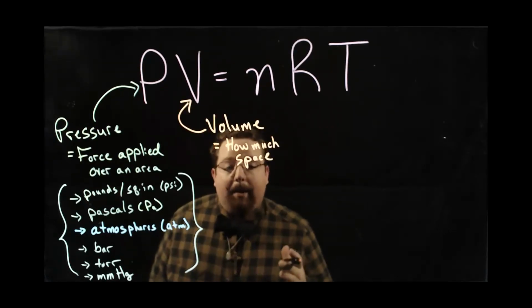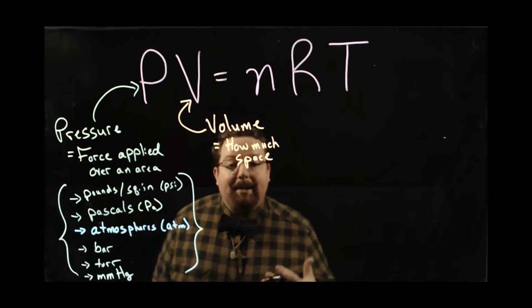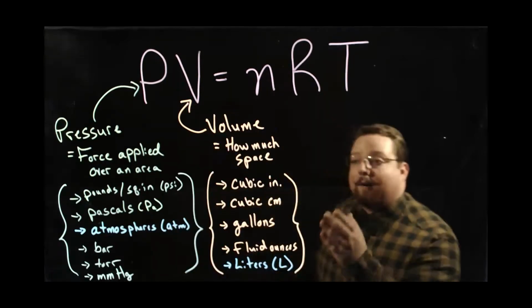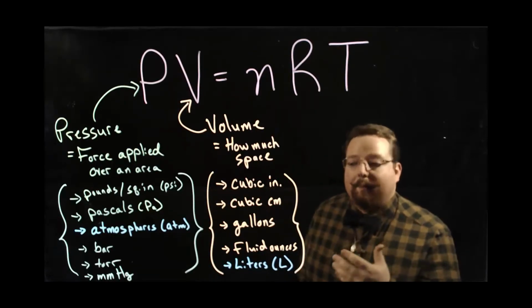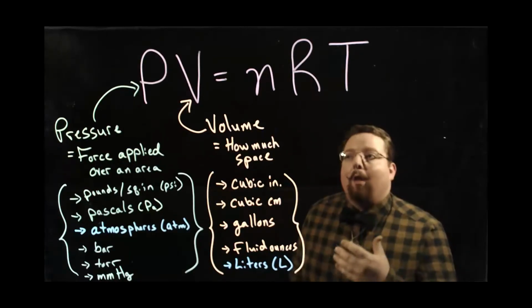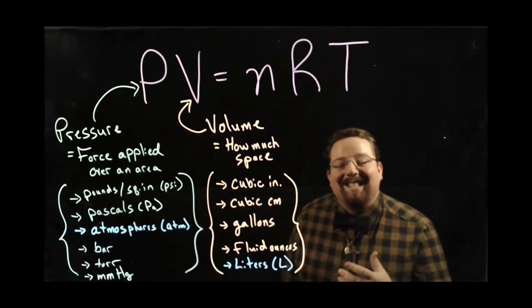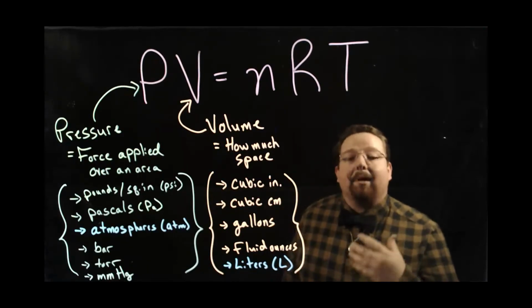V is for volume, and that is how much space the gas takes up. You can also measure volume in a number of ways, including cubic inches, cubic centimeters, gallons, fluid ounces. The way we'll measure volume for this equation is liters, abbreviated capital L.